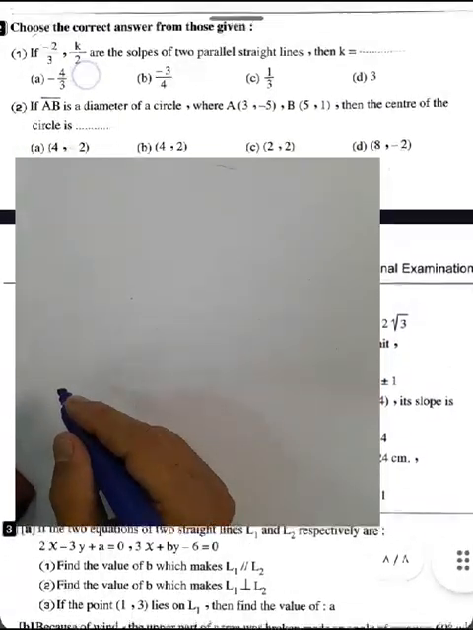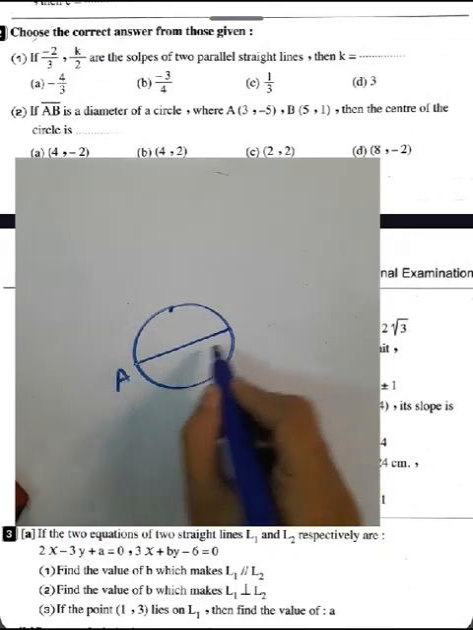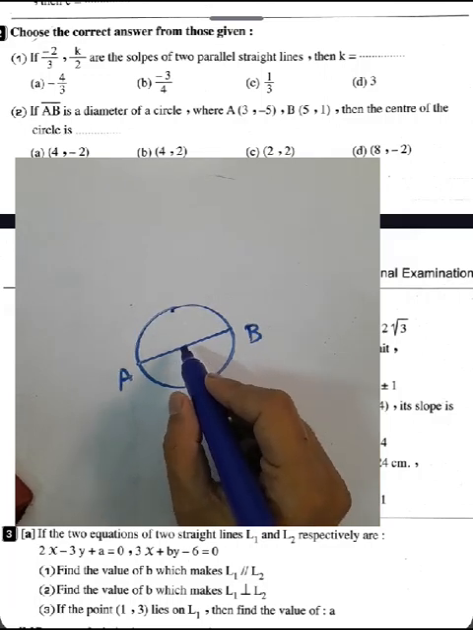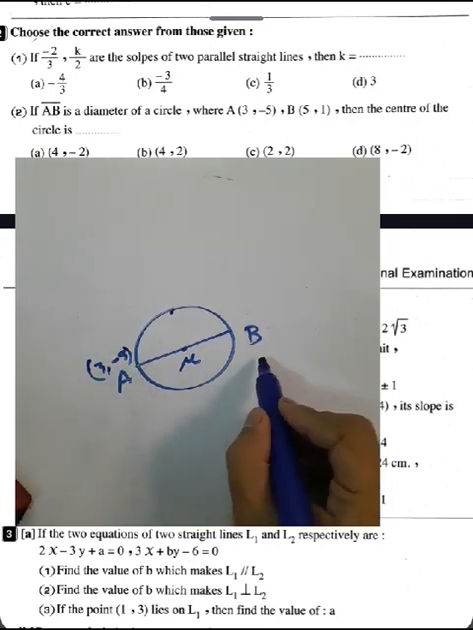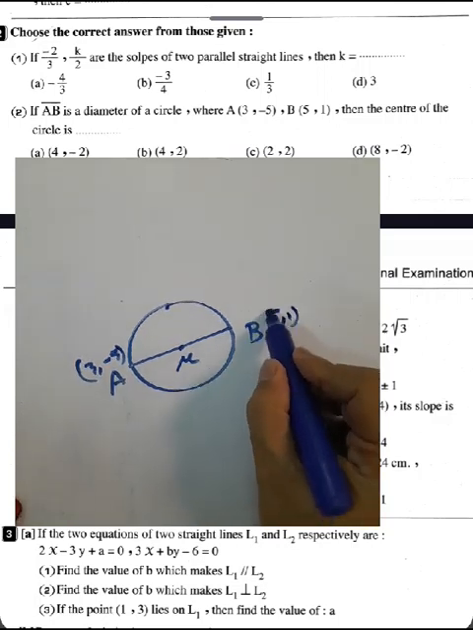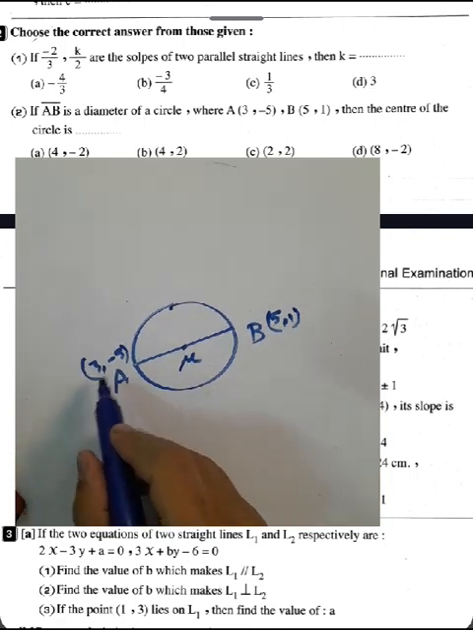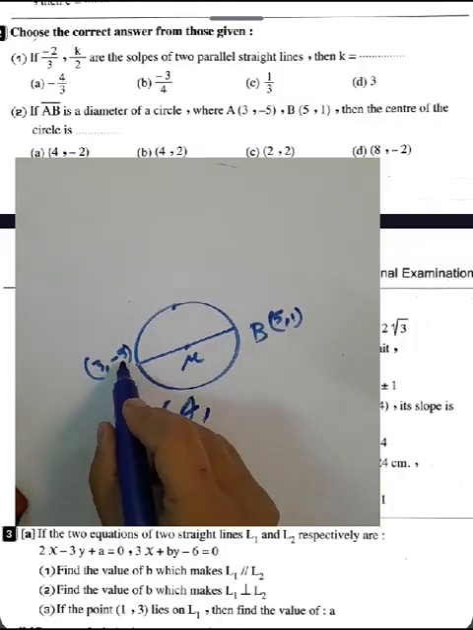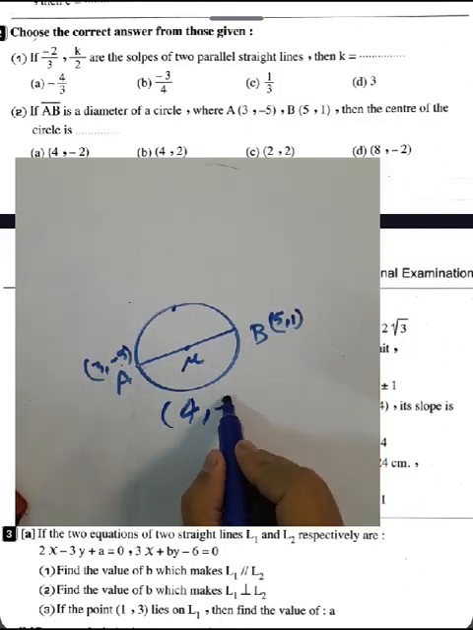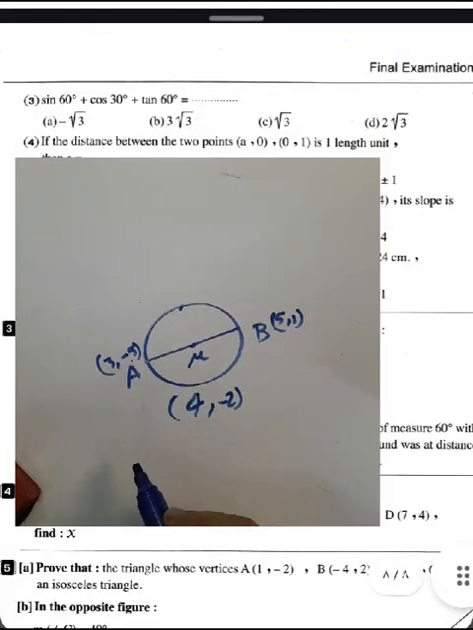Question number 2. If AB is a diameter of a circle passing through the center of the circle, put M here, and we have A 3 and negative 5, and B 5 and 1. You can find the center of this circle by adding the x values divided by 2. 3 plus 5, 8 divided by 2 equals 4. Negative 5 plus 1, negative 4 divided by 2 is negative 2. Then the result will be 4 and negative 2.